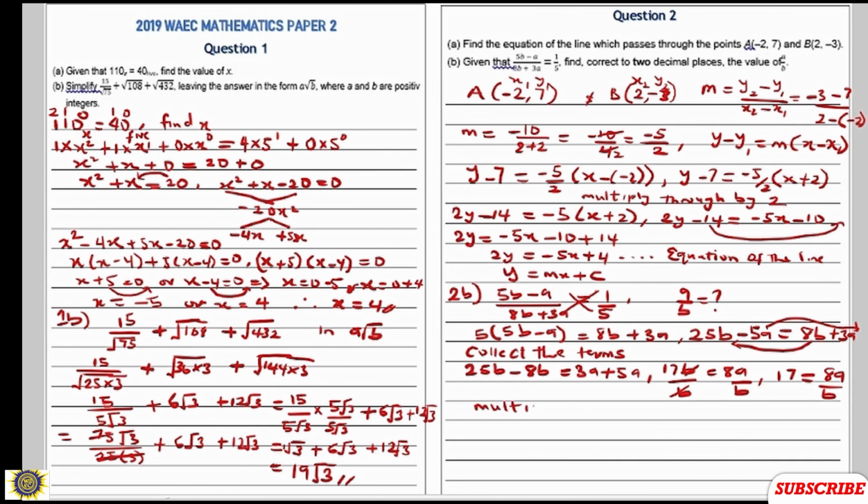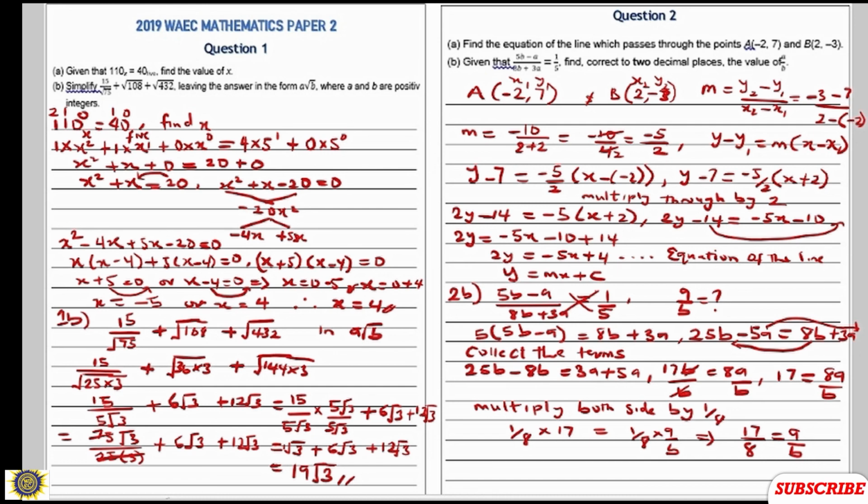Now multiply both sides by 1/8. So we have 1/8 multiplied by 17 equal to 1/8 multiplied by 8a over b. What we have here now is 17 all over 8 equal to a over b. And we are asked to express this to two decimal places.